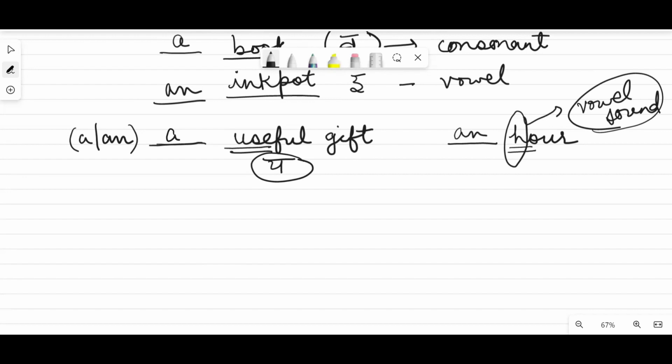Now, let me tell you the uses. How useful gift is starting from consonant? It's a, not an. Useful, what is the sound that it is producing? Useful. Year is not a vowel sound, it is a consonant sound, isn't it? Year comes in Hindi swars or it comes in Hindi vyanjan? Tell me.